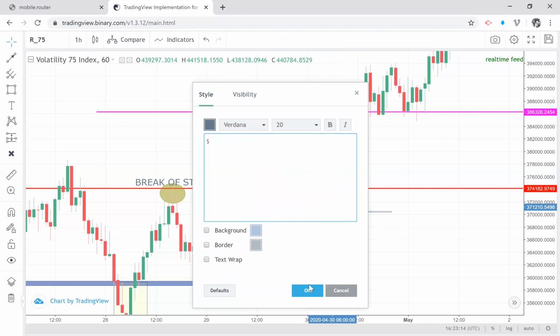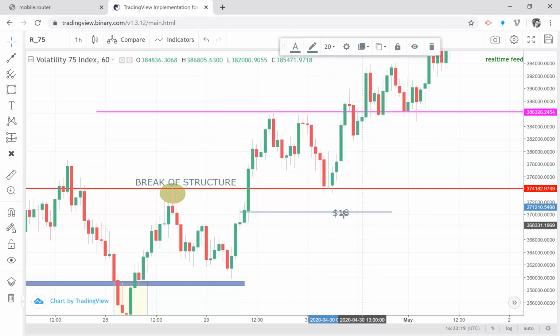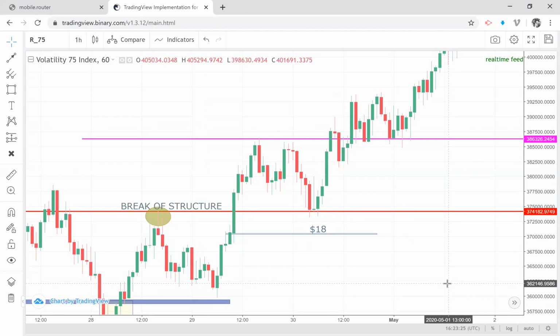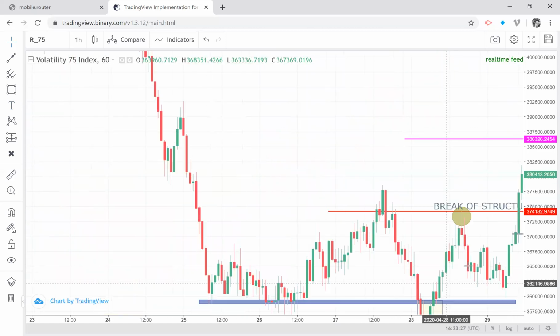This is very volatile, okay? But remember, this is on the daily level. All right, $18 stop loss. Now look at what you've got, on the daily level. Can you beat that?